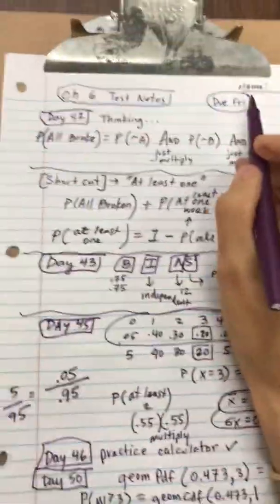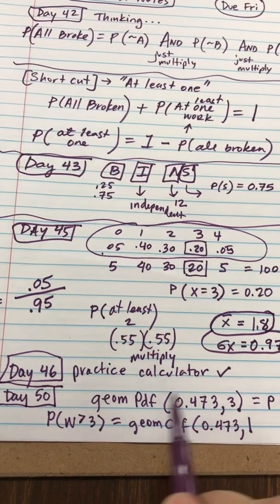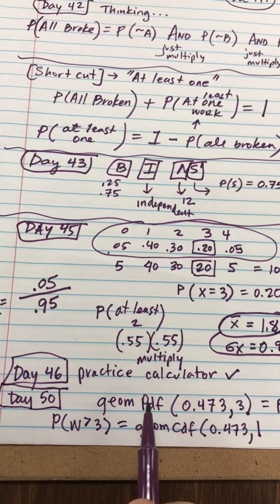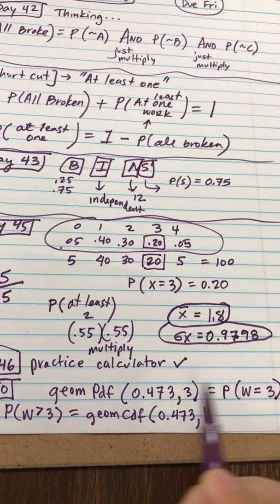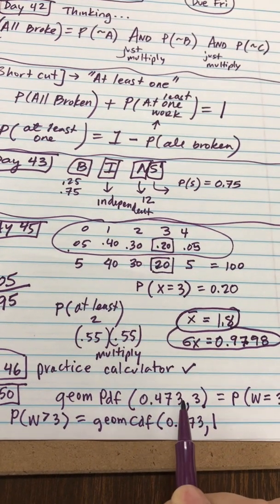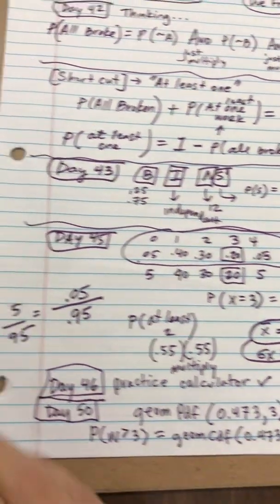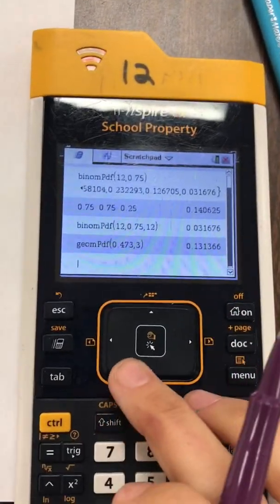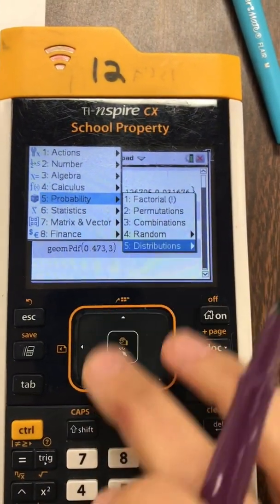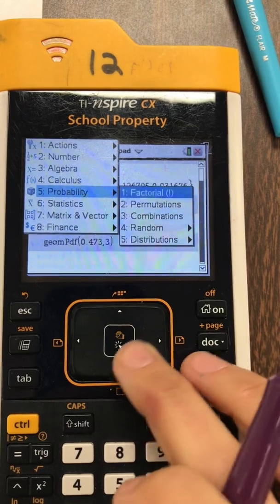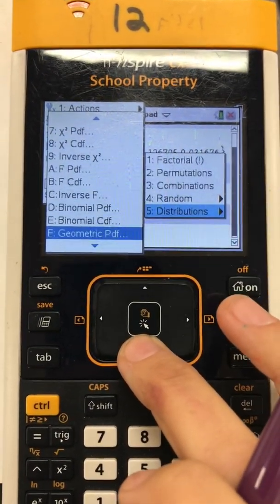Awesome. Okay, so on day 50, the first problem he did on our calculator, we would say the geometric PDF. The probability of catching the seal on your third attempt would just be the probability of success and exactly 3. I'm going to show you what that looks like in the calculator that we have. So if I go to probability and distributions, scroll all the way down.